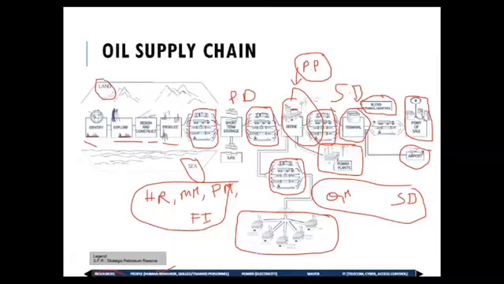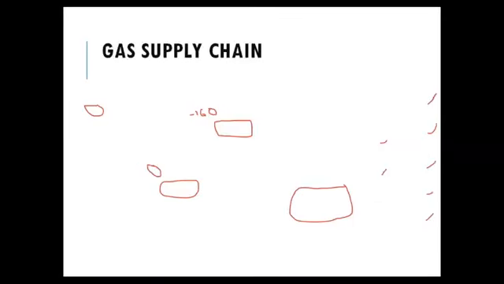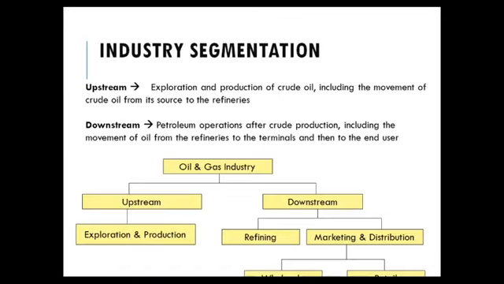So SAP has got 24 solutions as of now with IS, like oil and gas, utilities, aerospace, defense, retail. So there are 24 IS solutions, out of which IS oil is one of them. Okay, clear?